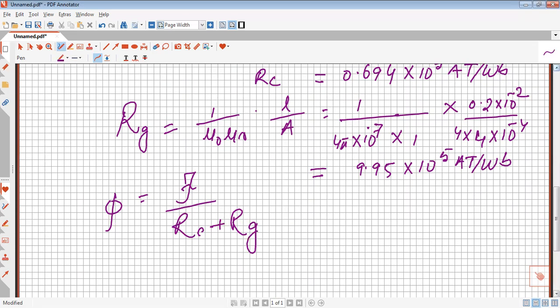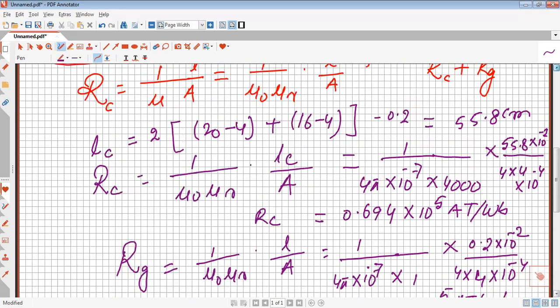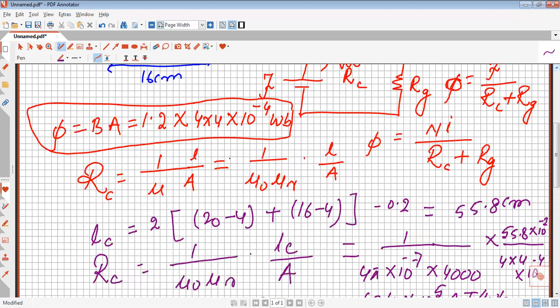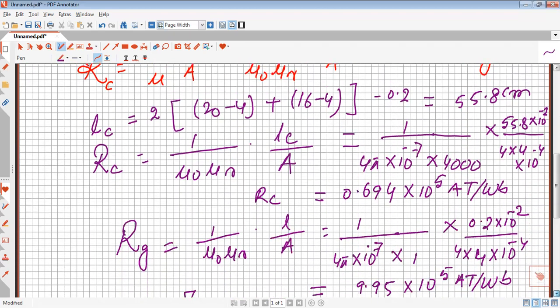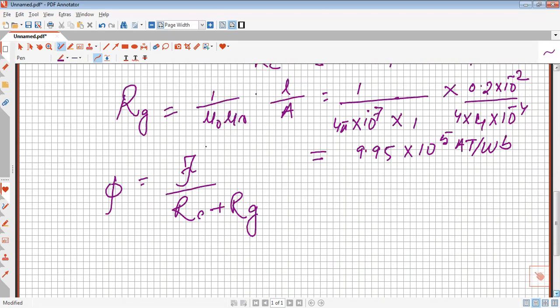Phi is already calculated as B into A. From this relation, phi equal to 1.2 into 4 into 4, and if we solve this value, it will be equal to 1.92 milliweber. Milliweber means 10 to the power minus 3 Weber. So this flux is known. So now we can put this value here.